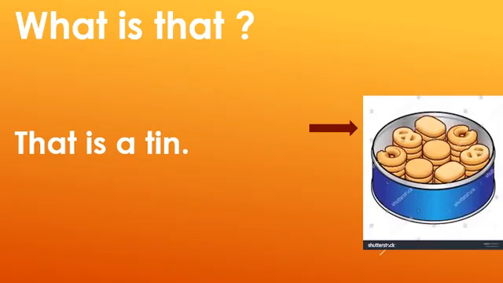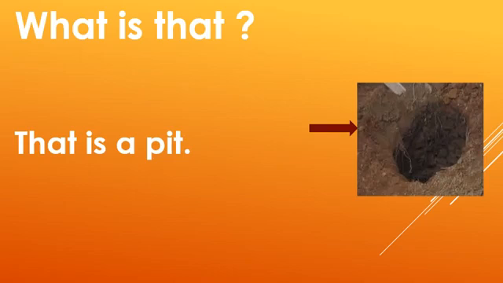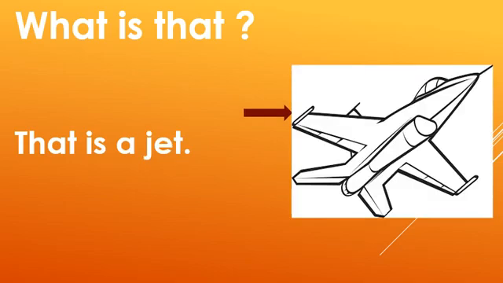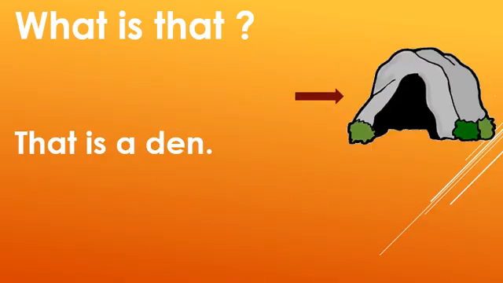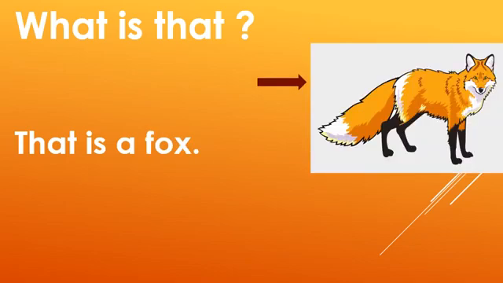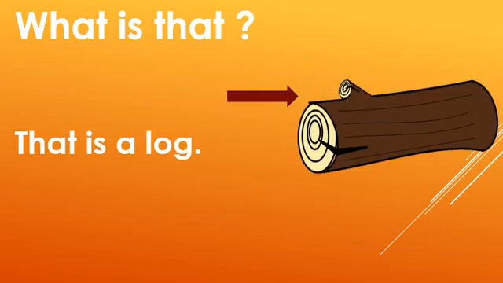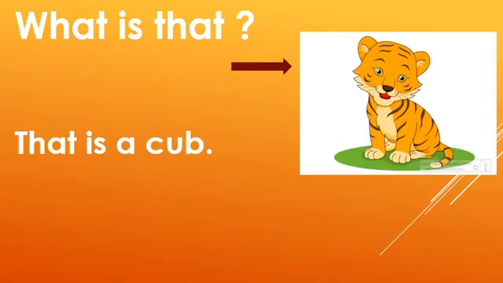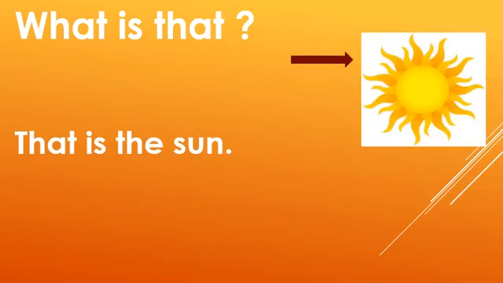That is a pen. That is a pit. Always make an arrow on top of the picture. That is a jet. That is a den. That is a fox. That is a log. That is a cub. That is the sun.